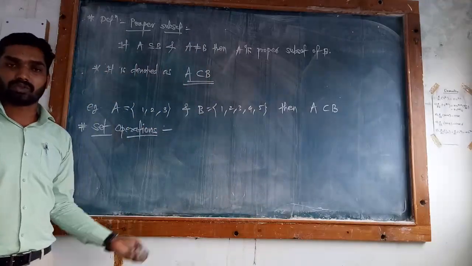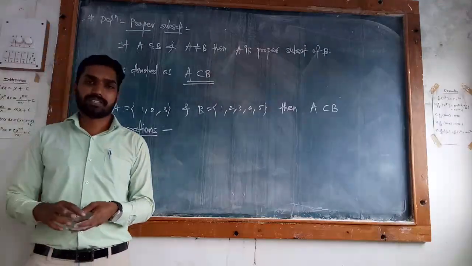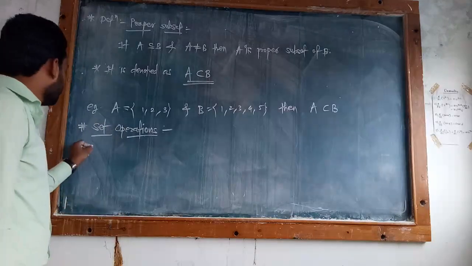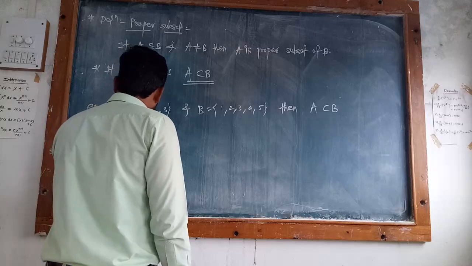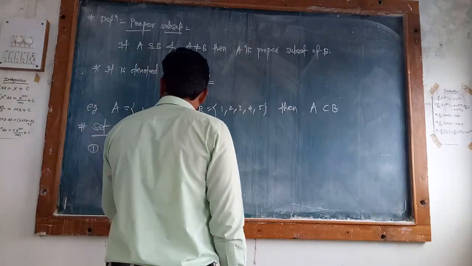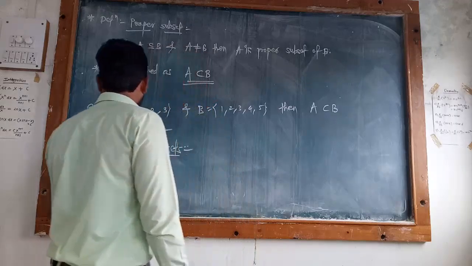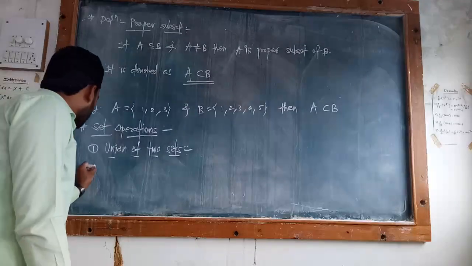It is so simple. In that point we have to start. First point is union of two sets. Okay? So first point is union of two sets. So what is meant by union of two sets? So write down the definition.